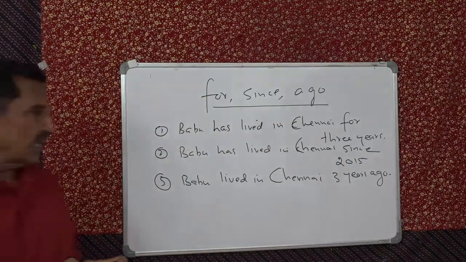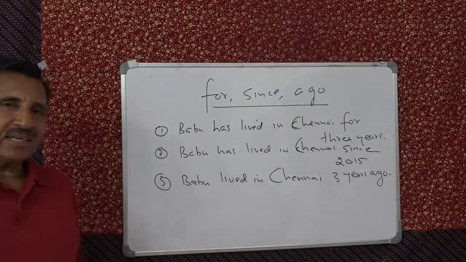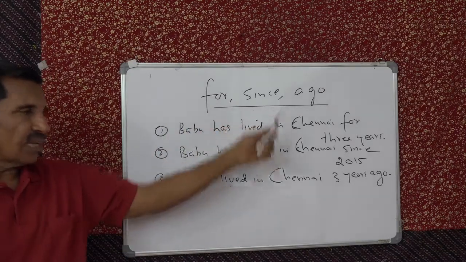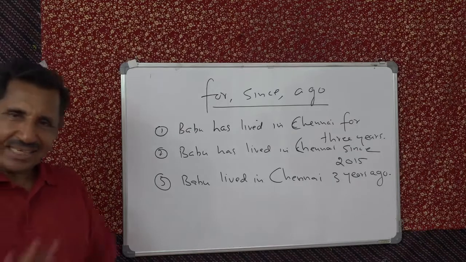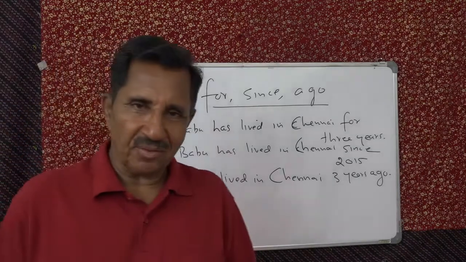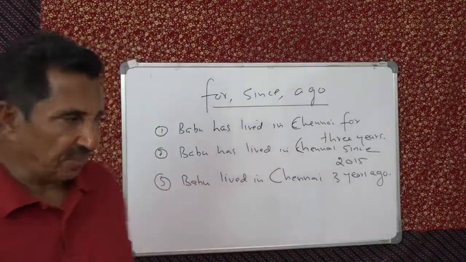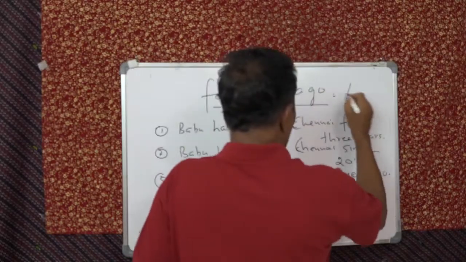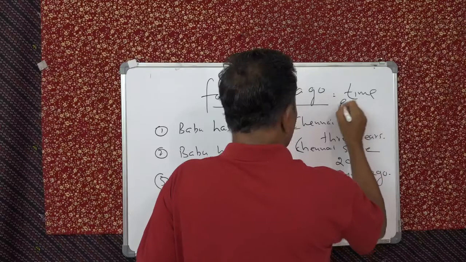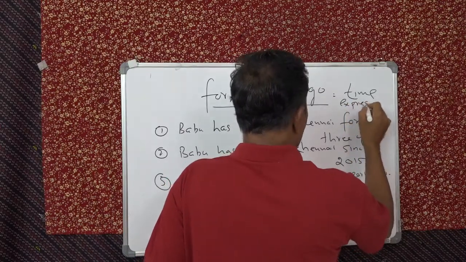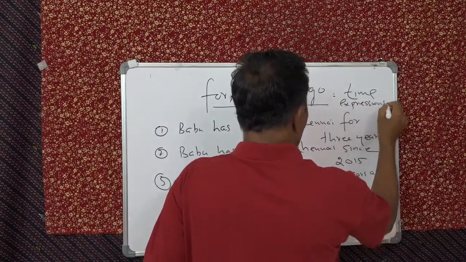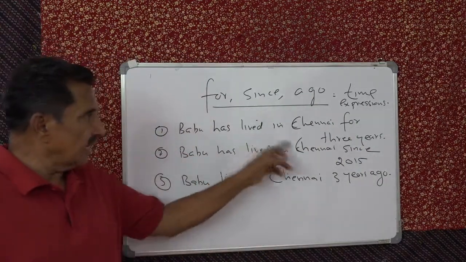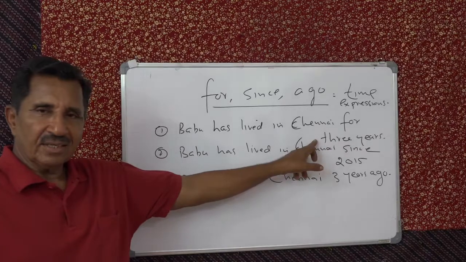So look at this. These three sentences will tell you the meaning of for, since and ago. They are all expressions of time, time expressions. Isn't it? So here you can see Babu has lived in Chennai for 3 years.